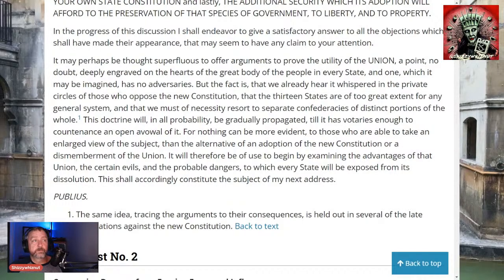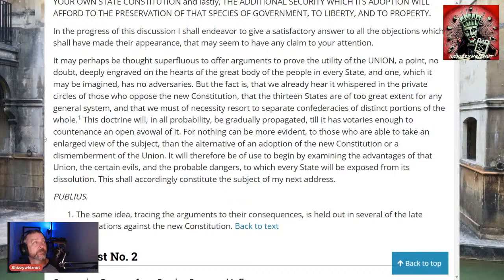This doctrine will, in all probability, be gradually propagated till all its votaries are ready to countenance an open avowal of it. For nothing can be more evident to those who are able to take an enlarged view of the subject than that the alternative of an adoption of the new Constitution is a dismemberment of the Union. It will therefore be useful to begin by examining the advantages of that Union, the certain evils, and the probable dangers to which every state will be exposed from its dissolution. This shall accordingly constitute the subject of my next address.